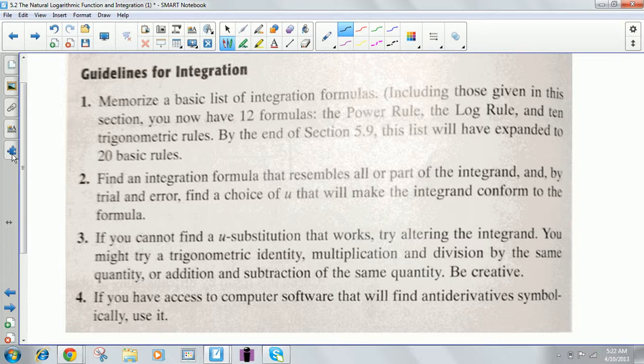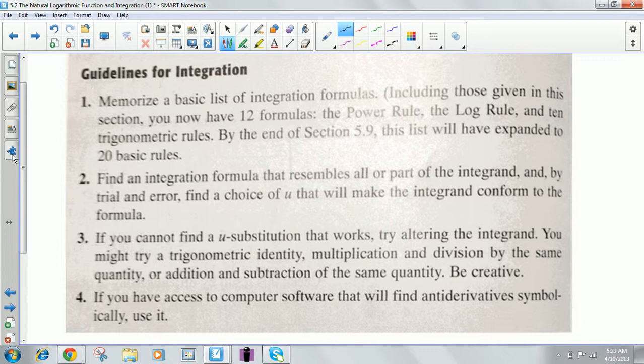And then 3, if you cannot find a u-substitution that actually works, so substituting u or finding the derivative and plugging that back in, if that doesn't work, then try messing around with the integrand. Like for the one where we had x squared over x squared, you divided the bottom into the top, then you had something that you could work with. And then just be creative. Mathematicians aren't known to be creative people, but for a lot of this, you have to be creative. You make stuff up, man. That's what we're doing. We're just making stuff up.